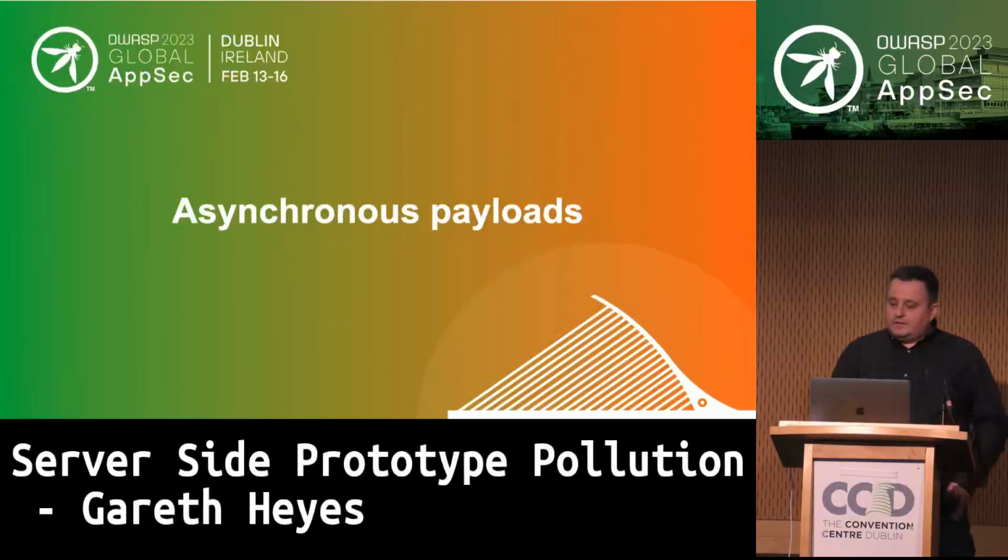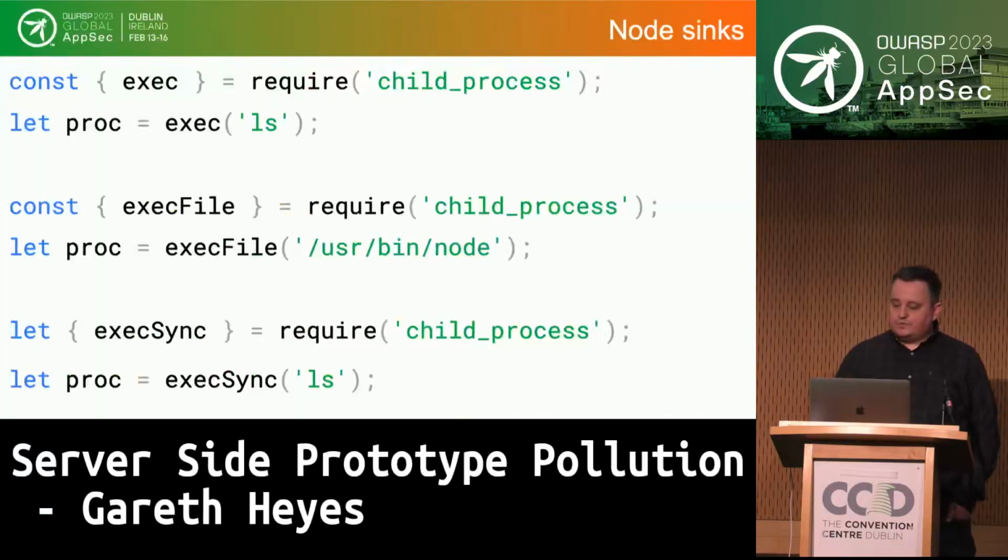In this section, I'm going to show you how to detect prototype pollution asynchronously using Burp Collaborator or similar tools. So here are some sinks in Node that are vulnerable to prototype pollution. Note that in order to exploit any of these sinks, you do not need control over the arguments. So as long as you're executing a command, it doesn't matter. You can control what is executed via prototype pollution.